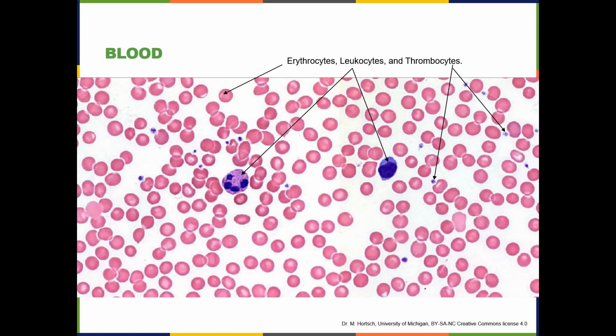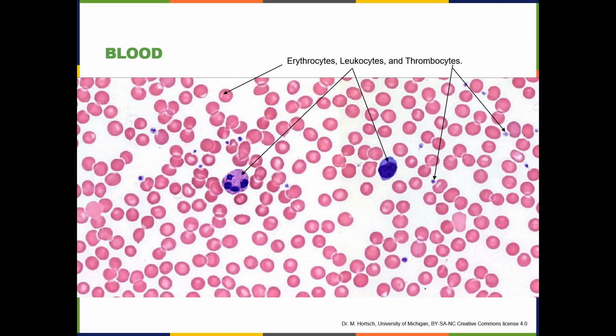Blood is a fluid connective tissue. It does not contain a fibrous extracellular matrix. Instead, blood cells are surrounded by a liquid that's got a watery consistency known as blood plasma.